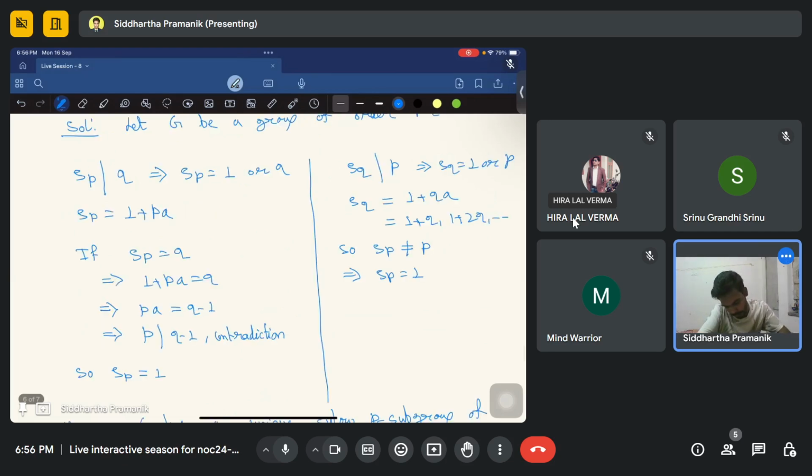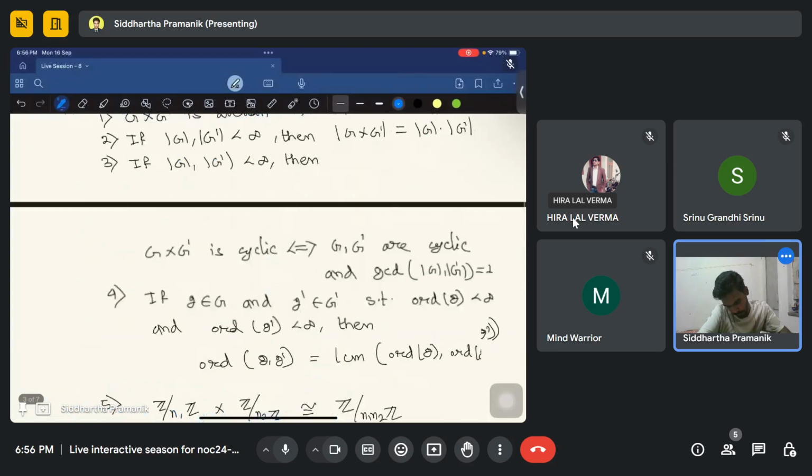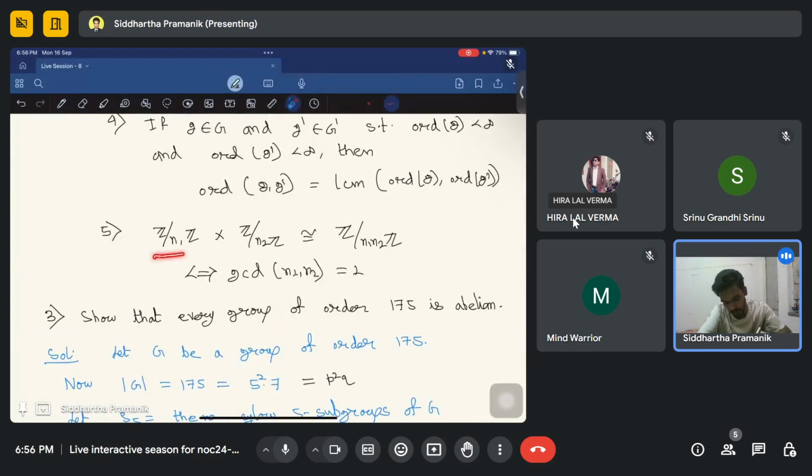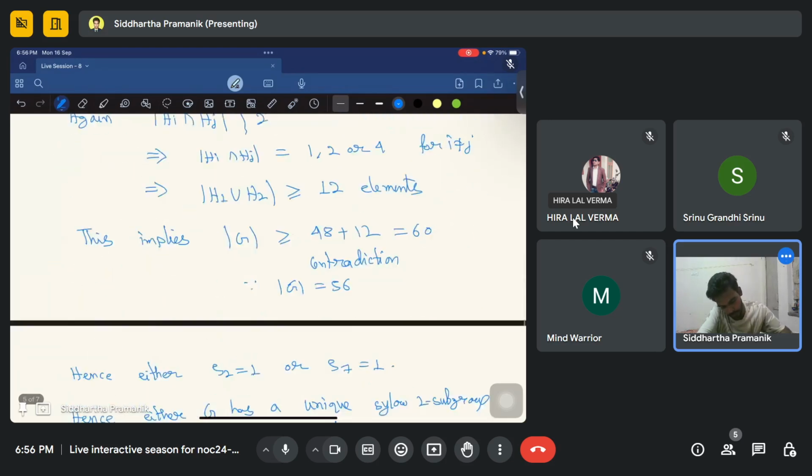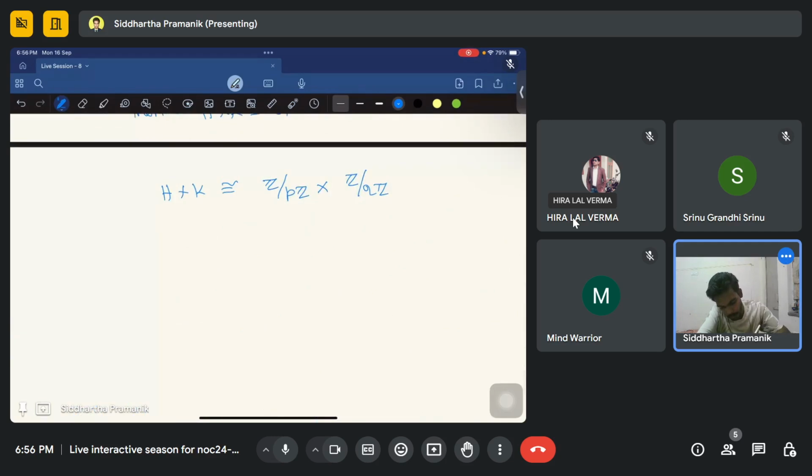Now just use the last property of product groups. Yeah, this one. Z mod N1Z cross Z mod N2Z is isomorphic to Z mod N1N2Z, and this happens when N1 and N2 are relatively prime. Since P and Q are distinct primes, they are relatively prime. So this is isomorphic to Z mod PQZ, and this is a cyclic group. So G is a cyclic group of order PQ. Hence G is cyclic.